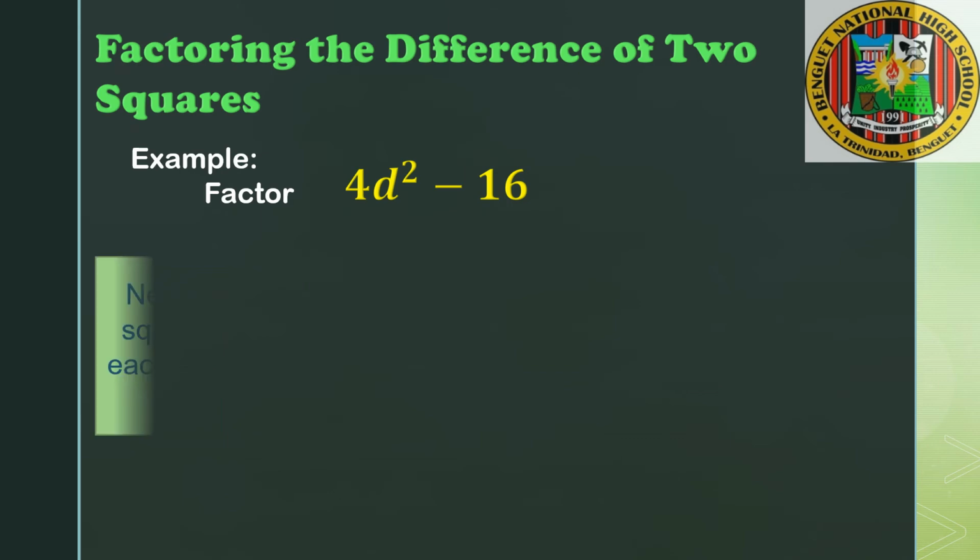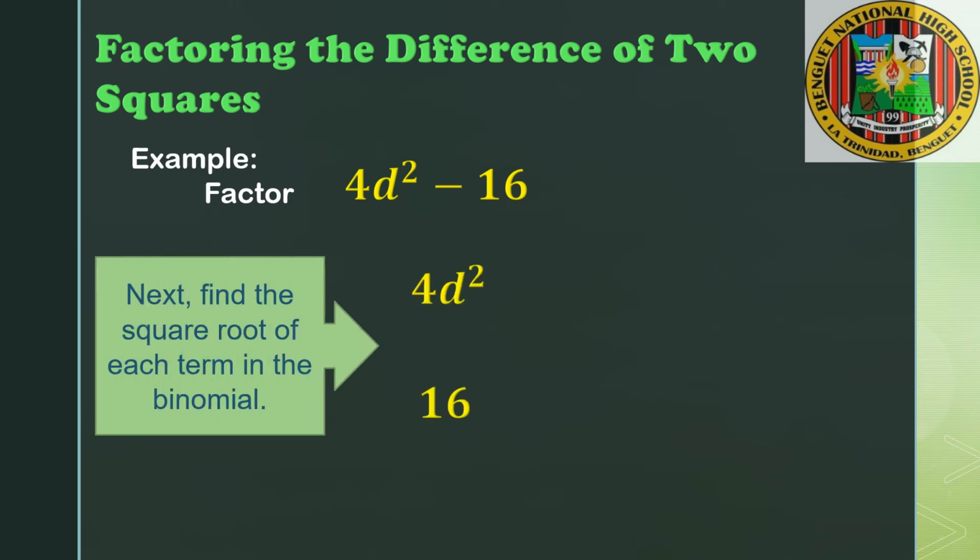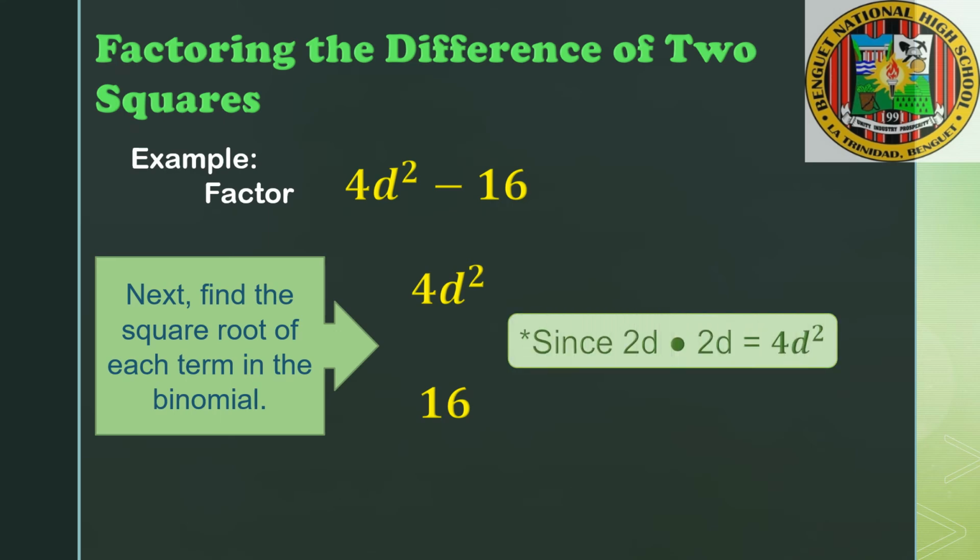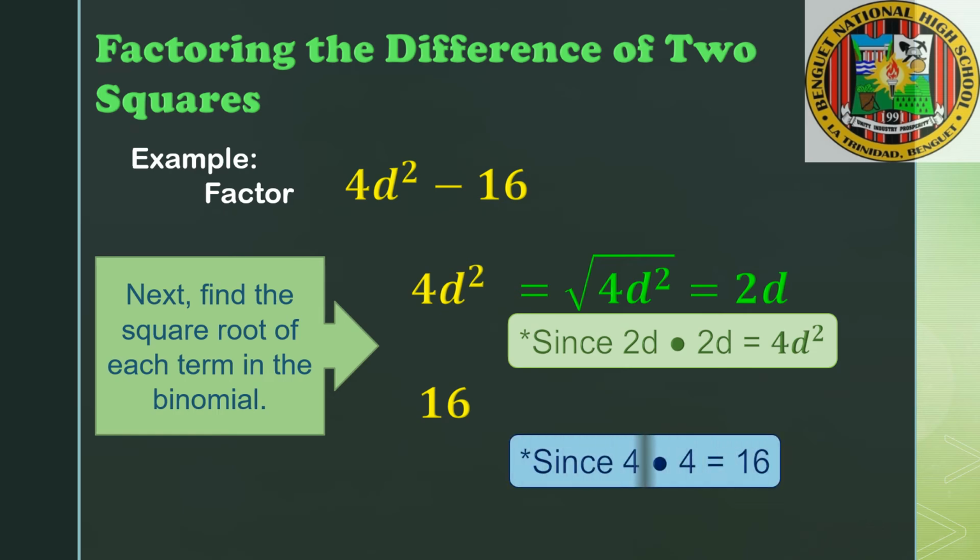Let's get the square root of each term in the binomial. Since 2d multiplied to itself is 4d squared, we can say that the square root of 4d squared is 2d. Following the same pattern, since 4 times itself is 16, then we can say that the square root of 16 is 4. Don't forget this. We are going to use 2d and 4 in our pattern later because they are the roots of the terms in the binomial.